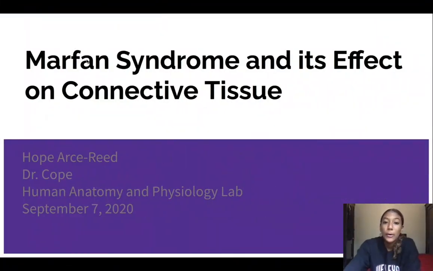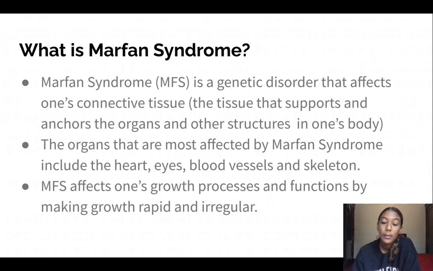Today I'm going to be talking about Marfan syndrome and its effects on connective tissue. Marfan syndrome is a genetic disorder that affects one's connective tissue, which is the tissue that supports and anchors the organs and other structures of your body. Marfan syndrome affects growth processes and functions by making it rapid and irregular. The major organs and systems that are affected are your heart, your blood vessels, and your skeletal system.